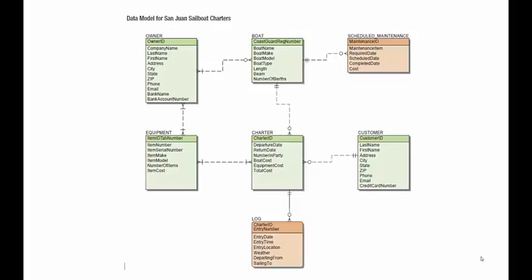Here's the original data model for the San Juan Sailboat Charters problem, the one that's given to you in the book. Remember that a data model is abstract. When you're asked to take a data model to the design, you're necessarily going to have to add a few details and iron some things out. One big thing that popped up in this data model is the fact that you have three many-to-many relationships. Here, here, and here. Remember that we cannot represent a many-to-many relationship directly in a relational database management system.